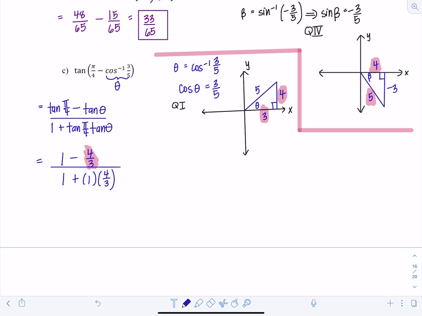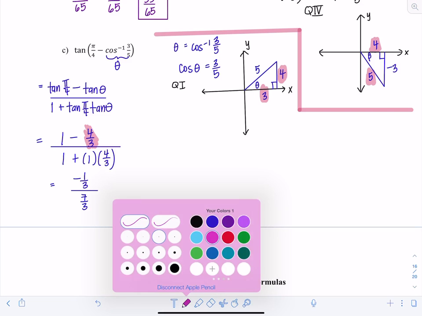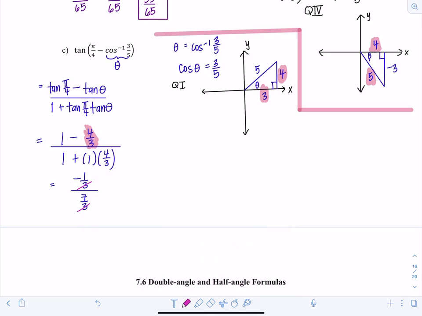Looks good. So 1 minus 4/3. That's 3/3 minus 4/3, so negative 1/3. Over 1 plus 4/3, 3/3 plus 4/3 is 7/3. The 3's cancel out, and I just have a negative 1/7 left over. Boom.